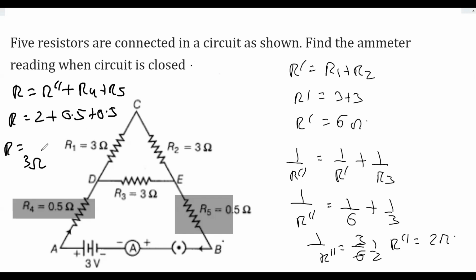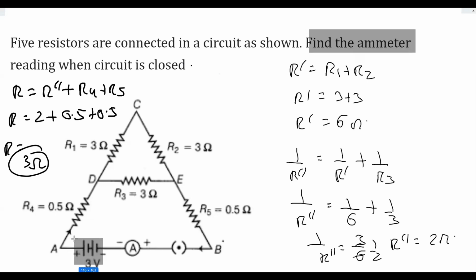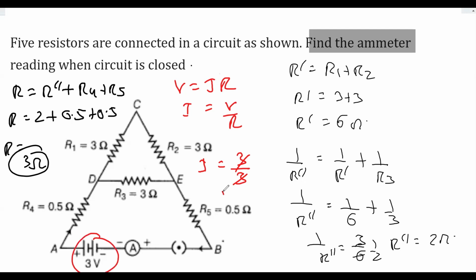So what we got is the total resistance here. Now, why did we get the total resistance? Because we have to find the ammeter reading, and you can see the voltage is given. So using the formula V is equal to IR, I can say I is equal to V over R, and V, which is 3 volt, and R, which is 3 ohm, get cancelled. From these two, we get I as 1 ampere. So we got the equivalent resistance as 3 ohm, the voltage given, so we got the total current as 1 ampere.